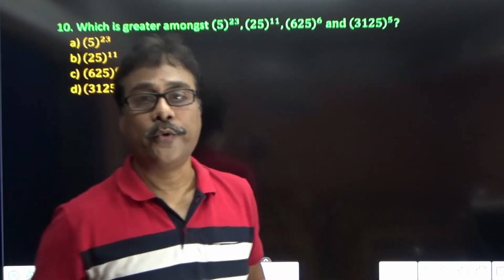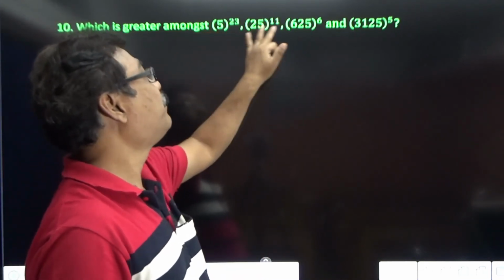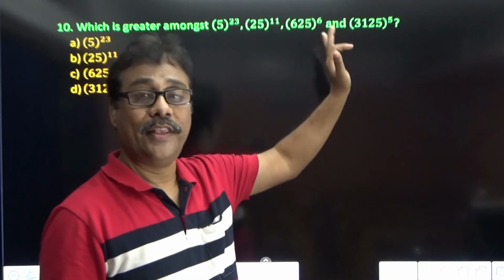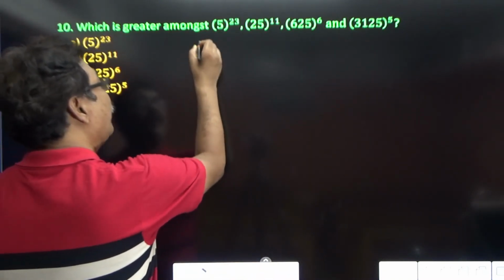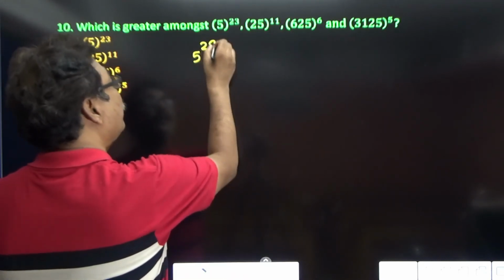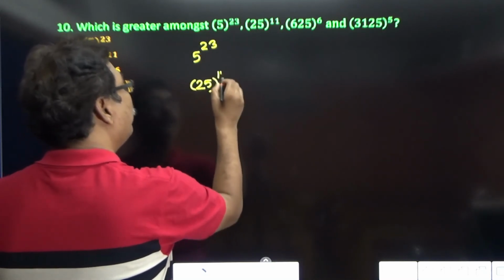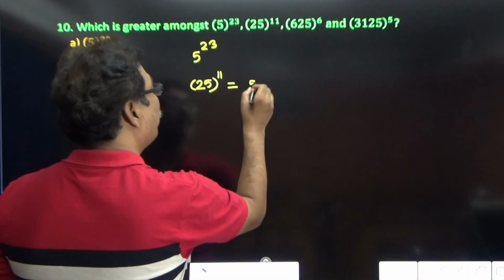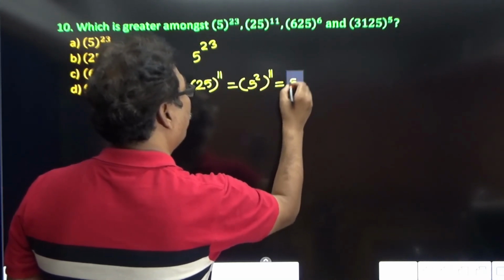In this particular question, I can see that I can make the base 5 in all of these. So let me do that. This 5 to the power 23 will be as it is. I am not going to simplify it. 25 to the power 11, I will have to simplify. So 25 can be written as 5 square to the power 11, so it will be 5 to the power 22.